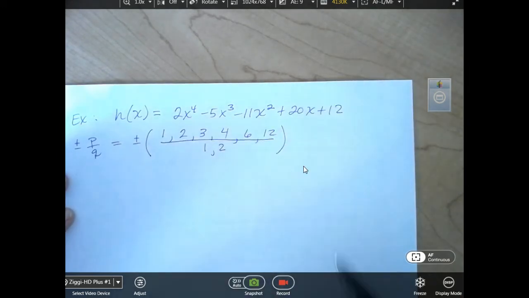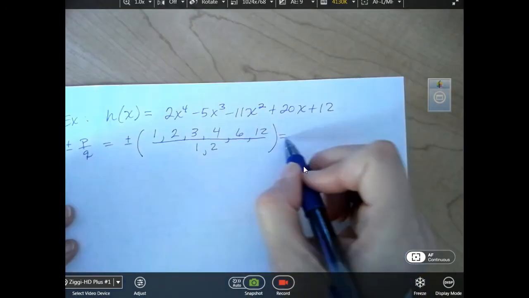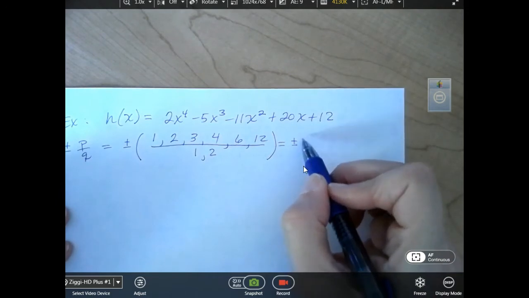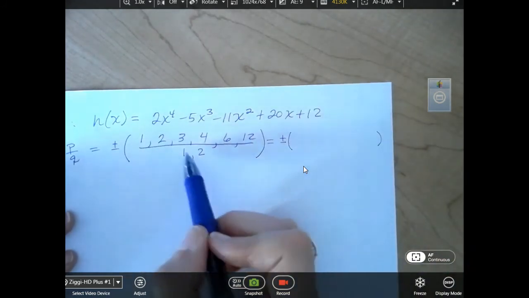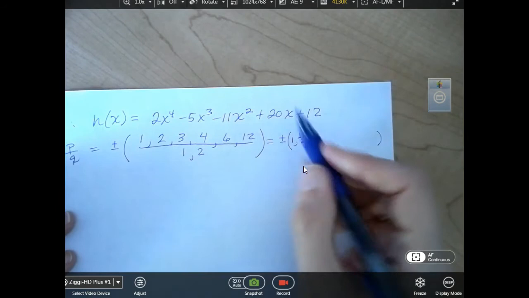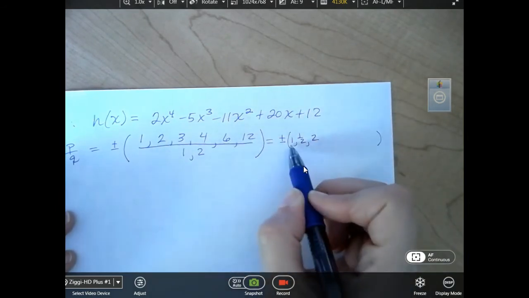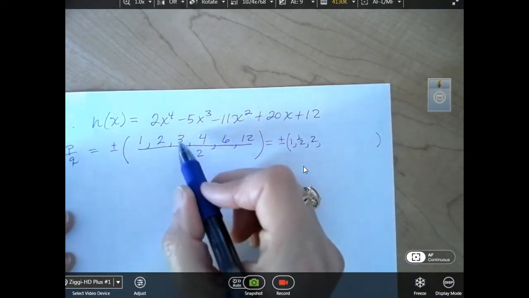And you can't just leave it like that. You actually have to do more with that. So let me show you what you would do. The possible rational roots, and I'm okay if you just do a plus minus and then parentheses to show all of these could be a positive or a negative. So I have 1 over 1, 1 over 2, 2 over 1, 2 over 2. Well, 2 over 2 is just the same as 1, so I'm not going to write that one down. Then I have 3 over 1 and 3 over 2.